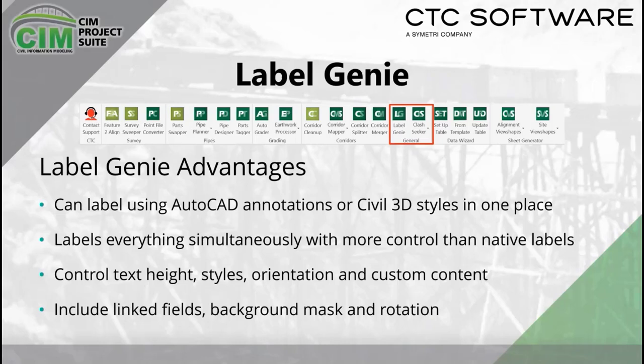And Label Genie can label using AutoCAD annotations or Civil 3D styles, and we do it all in one place, in one application with several different control levels, and it will label everything simultaneously. And again, it will give you more control than the native labels. We can control our text heights, our styles, our orientation, and we can add custom content to our labels as well. And then include link fields, background masking, and rotations.